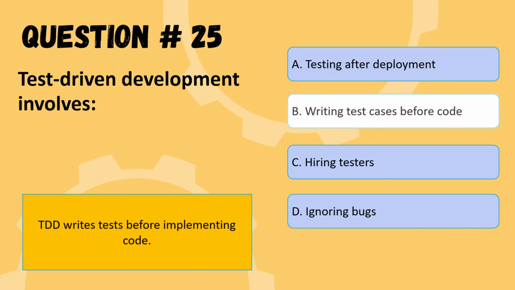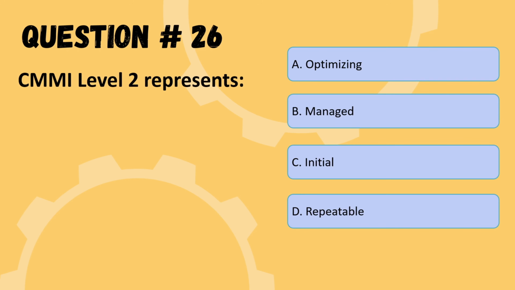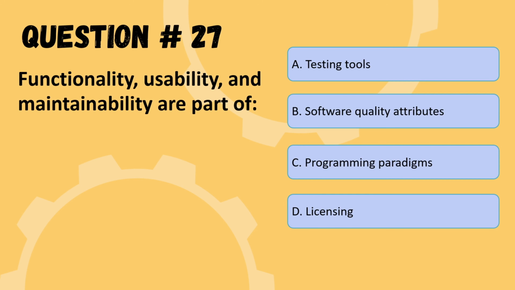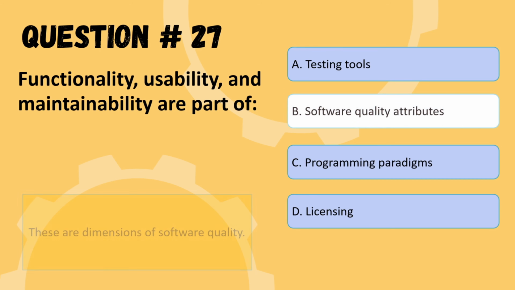Now we are moving to the next question. Next question is, CMMI level 2 represents optimizing, managed, initial, or repeatable. So the correct option is repeatable. Now we are moving to the next question. Next question is, functionality, usability, and maintainability are part of testing tools, software quality attributes, programming paradigms, or licensing. So the correct option is software quality attributes.